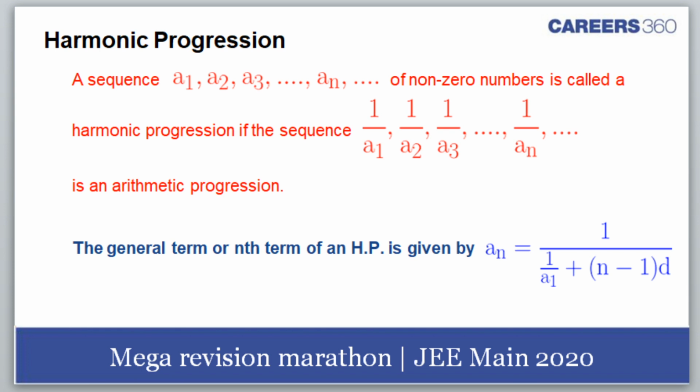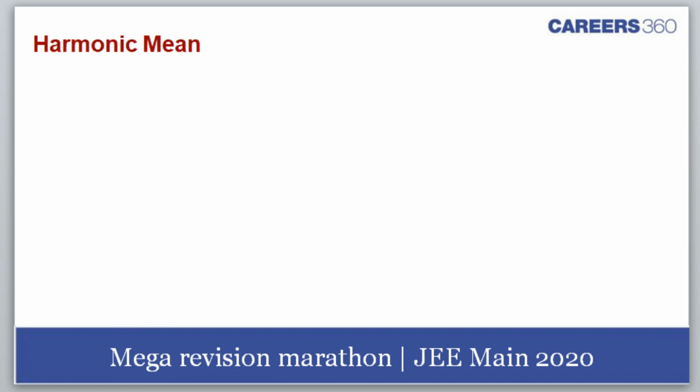So a sequence A1, A2, A3, An of non-zero terms is a harmonic progression if the reciprocals of the terms are in AP. The general term is given by this. No information about the summation of harmonic progression is given. Then we have a harmonic mean. What is a harmonic mean? So again, I'm going to give you 3 important points. Yeah, AGP and telescopic series we will be doing, Giridhar.